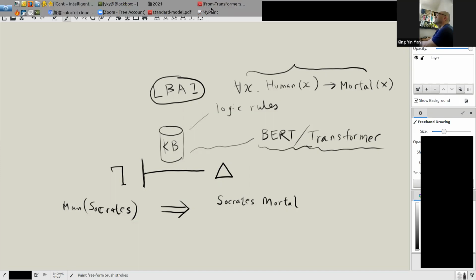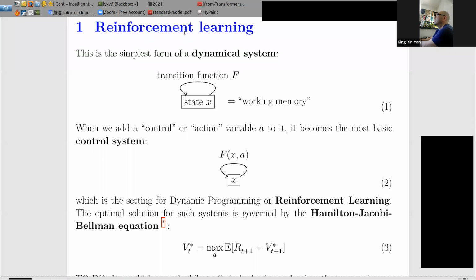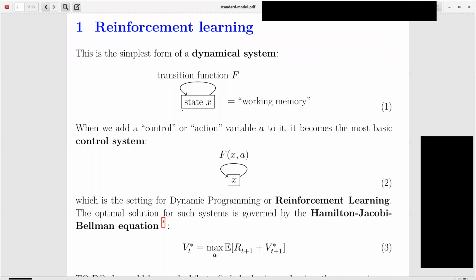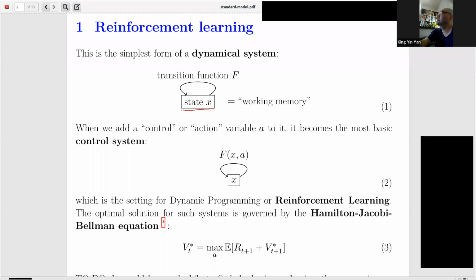And I go back to this, so you understand why I put all this under reinforcement learning. Okay, so the state is a bunch of logic formulas, and all this is put under reinforcement learning.